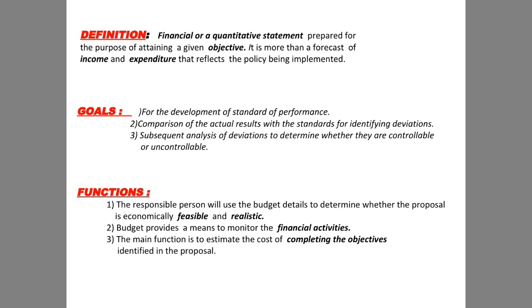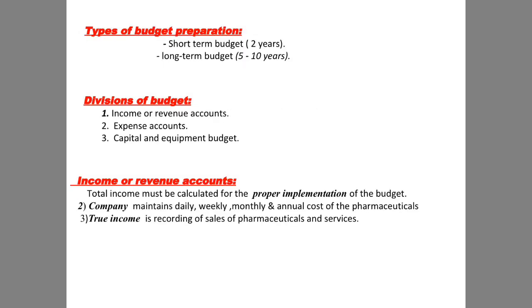The function of any type of budget is so that we can determine whether a new program we're adding, like your current program you want to add, is feasible and realistic. And also, a lot of times when we add a new program, is it sustainable? A budget helps us monitor financial activities. And the main function is to estimate the cost that's going to be needed to complete this objective and identify whether there are any modifications we need to make to make this successful.